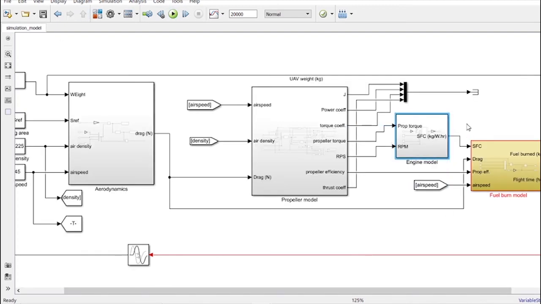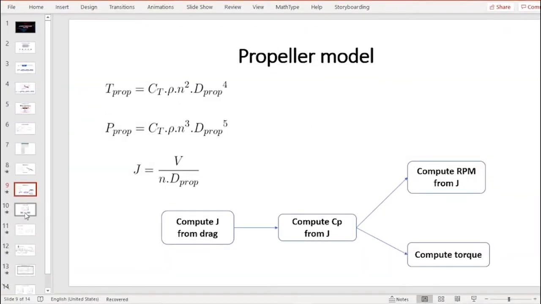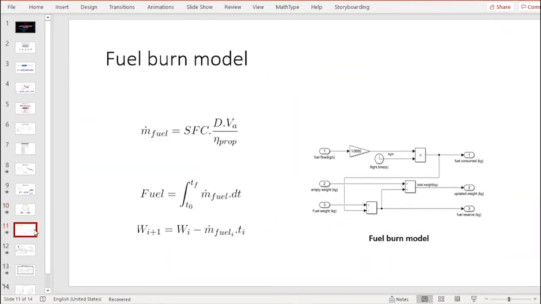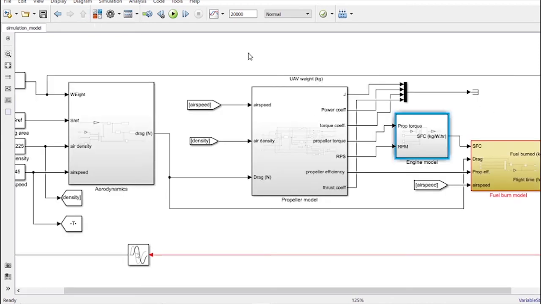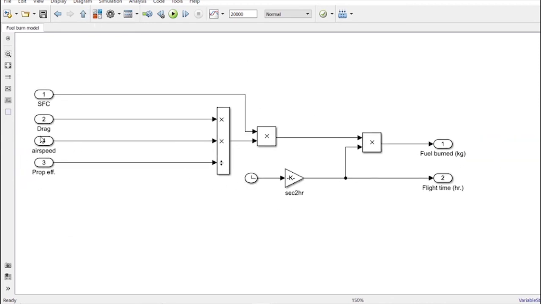Once I have the SFC, I will then use the SFC to model the fuel burn. So how do I model the fuel burn? Looking at the dimensions of SFC and the terms on the right hand side of this equation, if we multiply these two terms, we then get the rate of fuel burn, which is essentially kilograms per hour. So we multiply the SFC that is generated by the engine block into the drag produced by the UAV and the airspeed and the propeller efficiency, and this then gives us the amount of fuel burn.